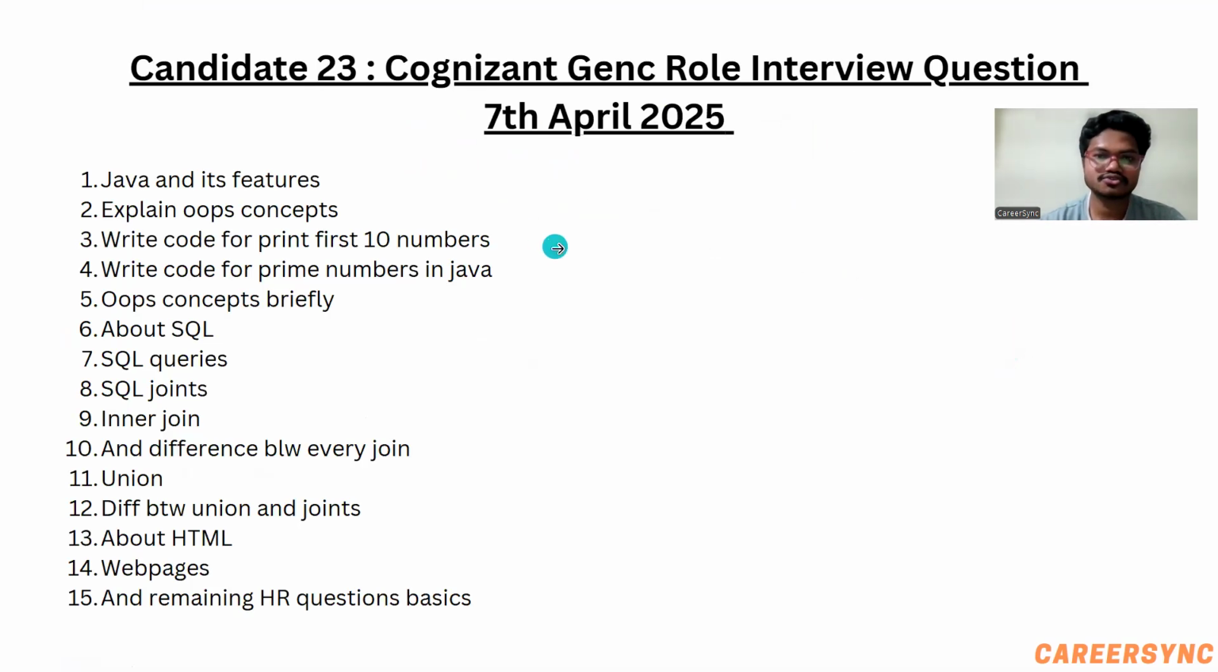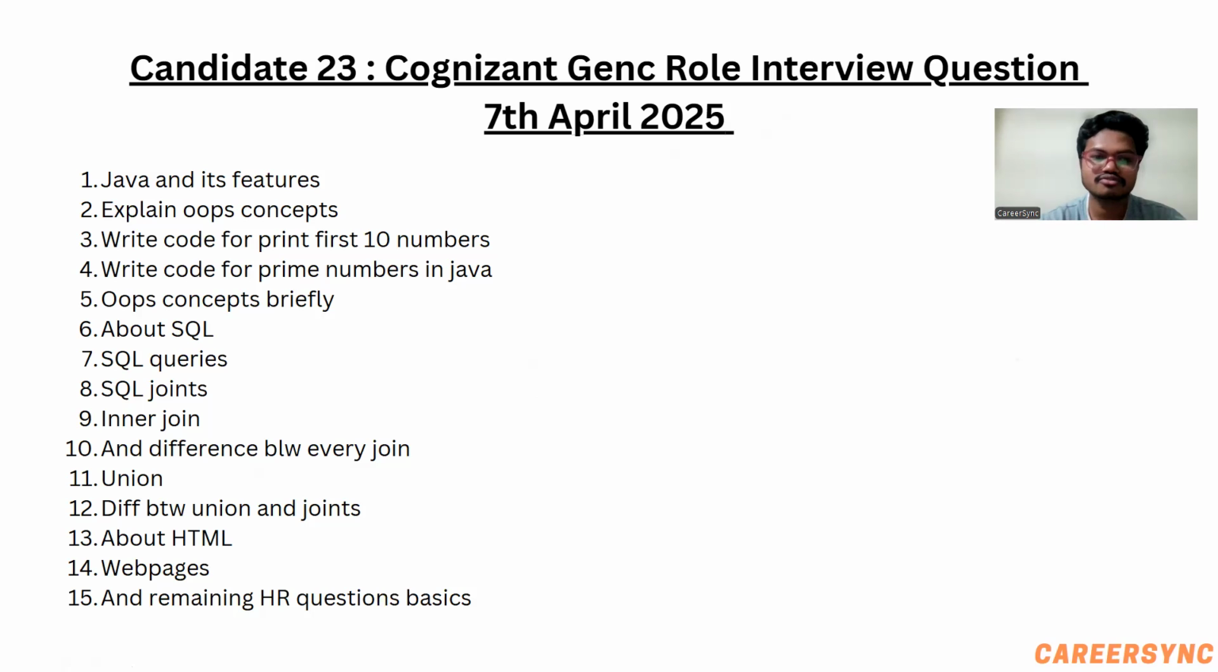Here is the first student, which is totally based on cluster 1, for Java. The question he was asked is, as you can see, Java and its features, explain OOPS concept, write code to print the first 10 numbers. This question is asked many times. For some students, the question was to write code for the first 50 numbers. Now it's like that. So write code for prime numbers in Java.